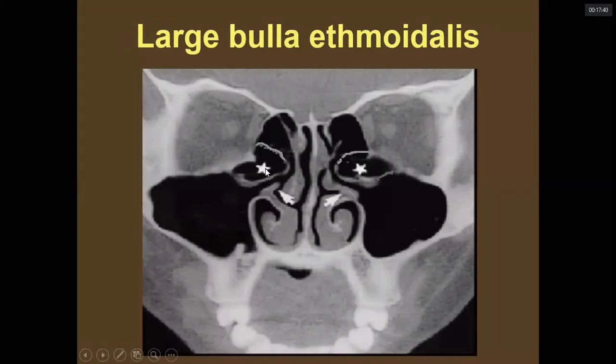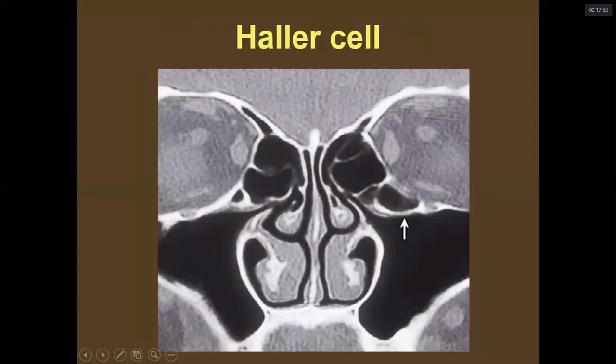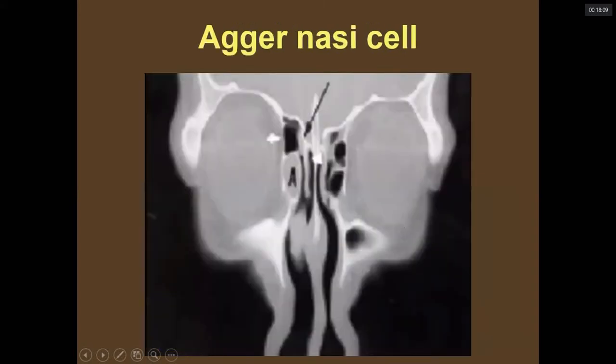And these are the large bulla ethmoidalis. Bulla ethmoidalis is a normal component, but when it is large, it is causing obstruction, and then it will cause the disease. Haller cell. Look here. Haller cells are the ethmoidal air cells in relation to the orbit. Similarly, there are Onodi cells, which are the air cells in relation to the sphenoid sinus. Because of this, there may be obstruction and hence rhinosinusitis.